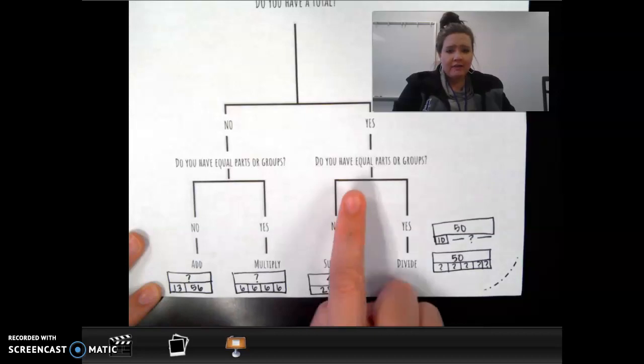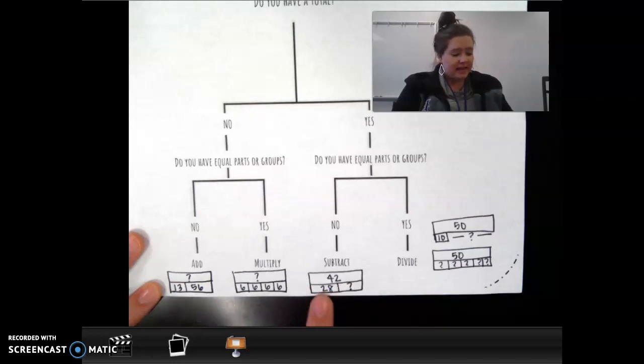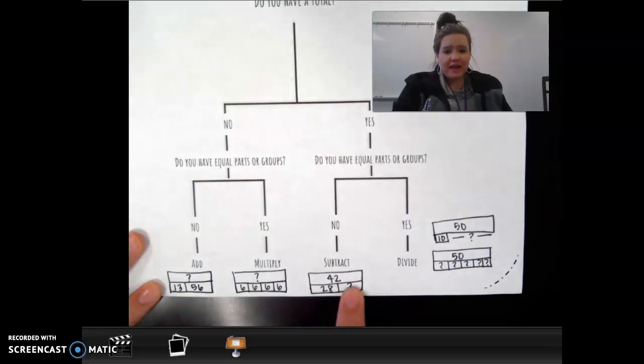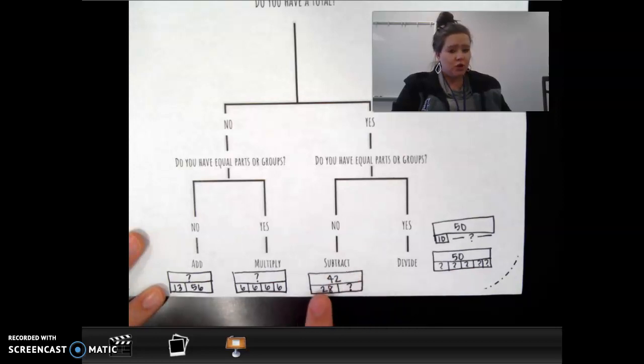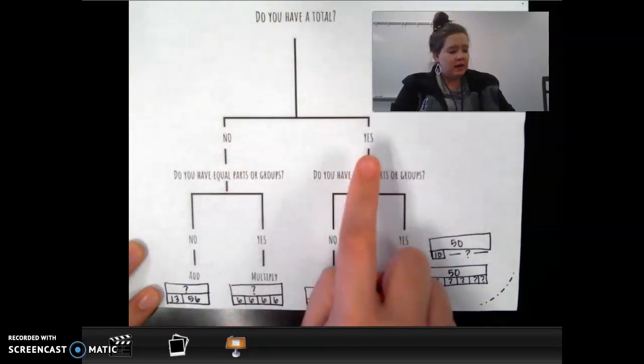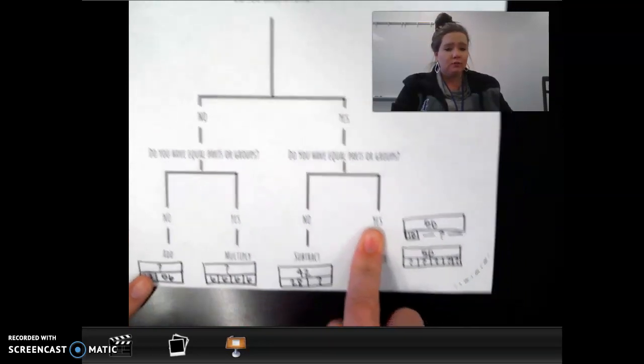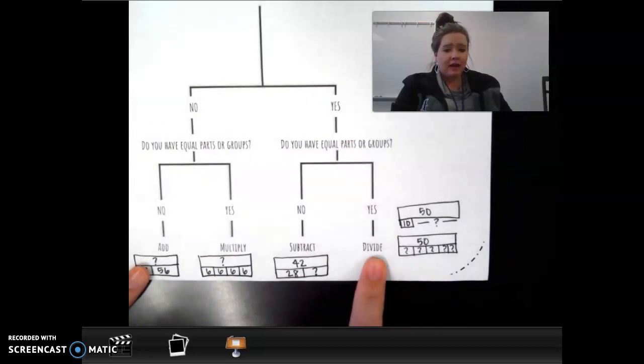But you do not have equal parts or groups, meaning one group is going to be one size and the other group is the other size. Or one part is one size and the other part is a different size, okay? So in this case, one part is 28 and the other part I'm looking for, I don't know what it is, but this is my total. So you have a total, you have a part, you're looking for the other part, you are going to be subtracting, okay? Back to this, do you have a total? Yes, we have a total. Do you have equal parts or groups? Yes, we do. Then you're going to be dividing, okay?